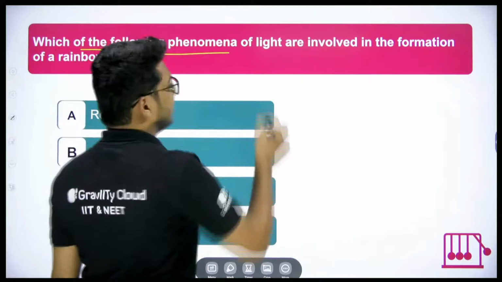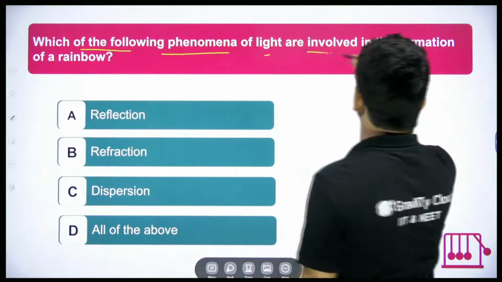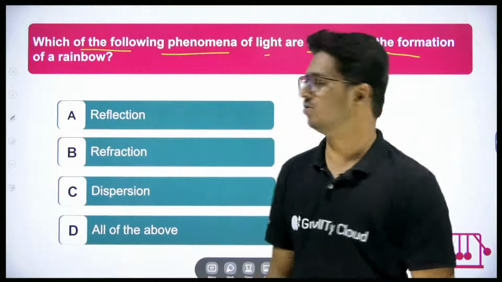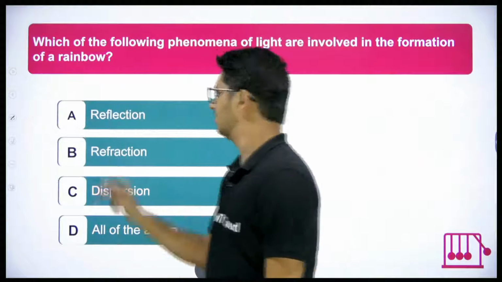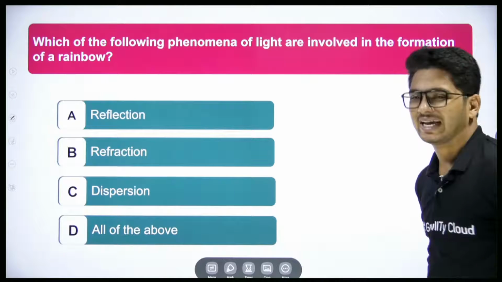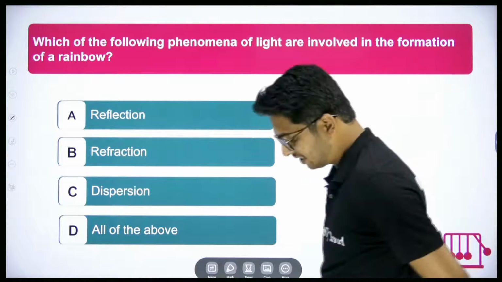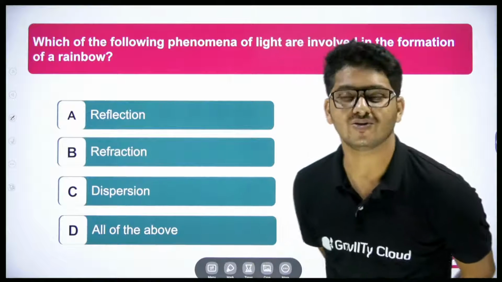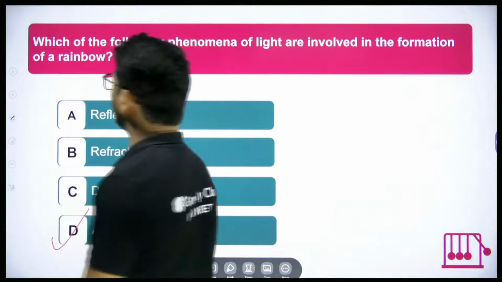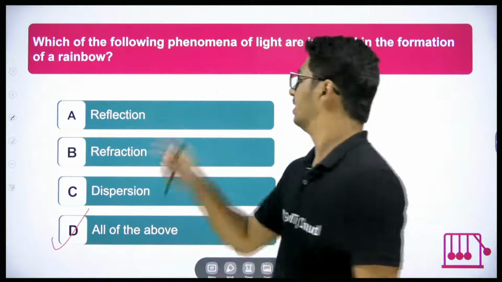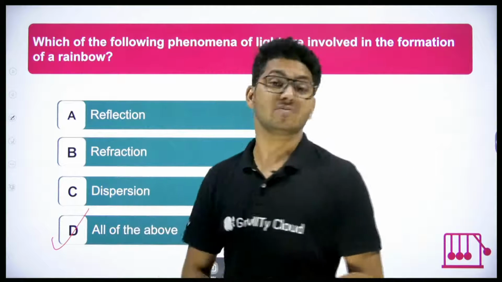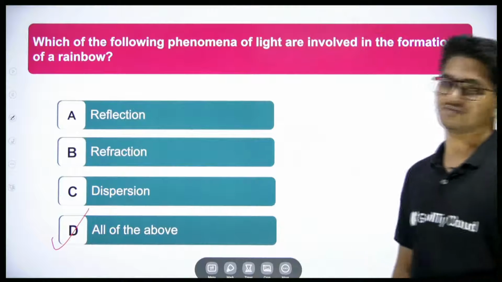Which of the following phenomena of light are involved in the formation of a rainbow? What is the answer going to be, everyone? Very quick answer, very simple. Which of them are involved in the formation of a rainbow? Reflection, refraction, dispersion, or all of the above? And the answer is? Option D, all the above phenomena are involved. Reflection is involved, yes. Refraction is involved, yes. Dispersion is involved, yes. All of them. Good.